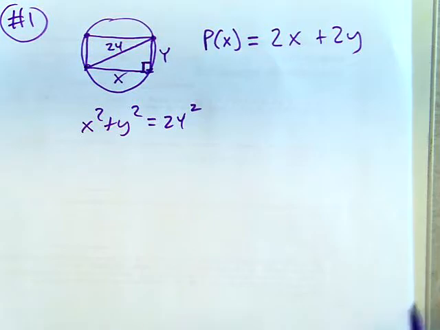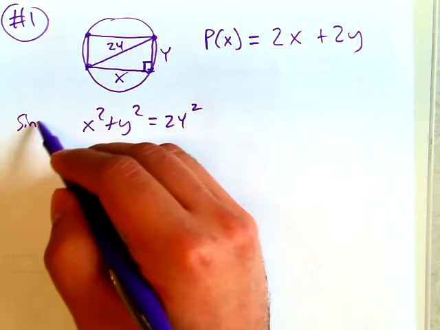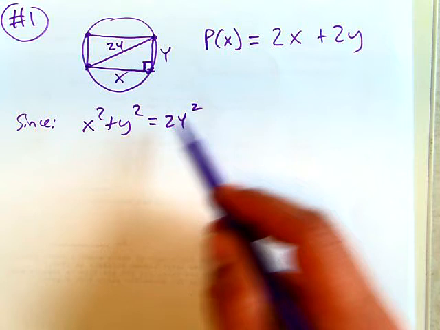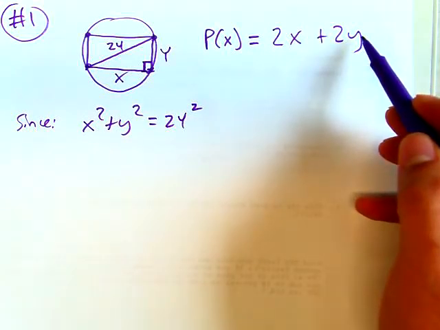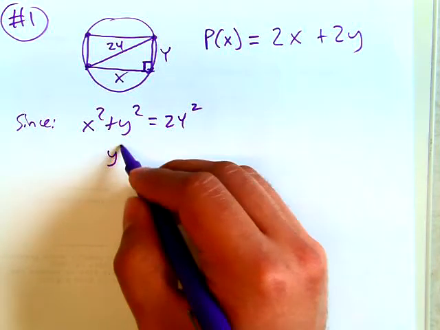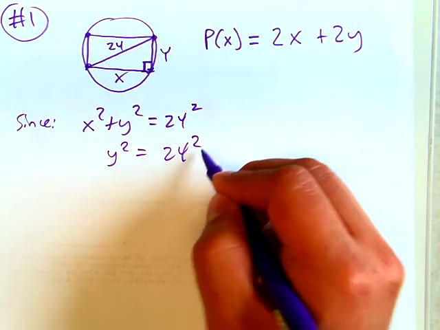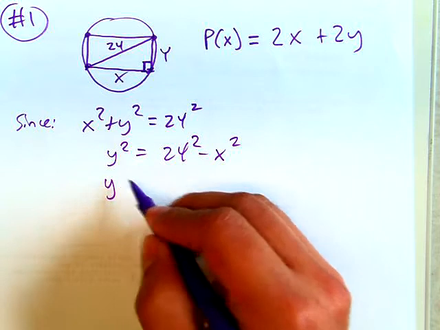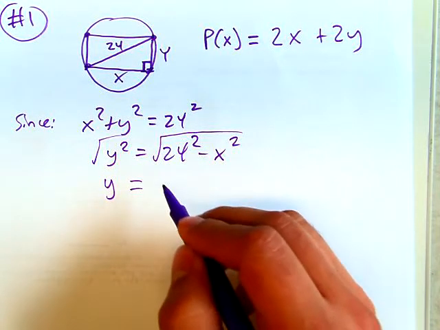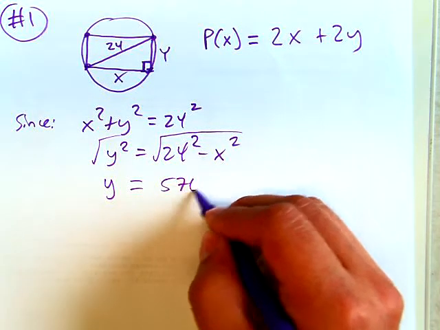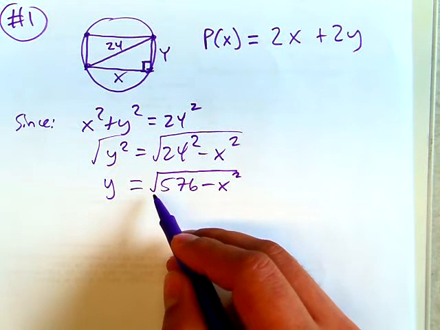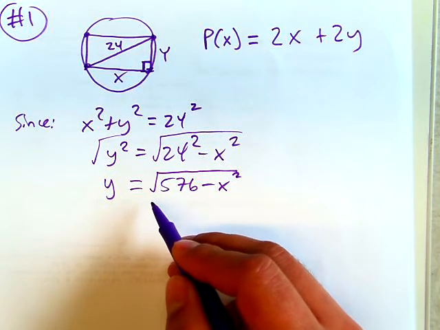Okay. So since we have this, what we can do is utilize this equation, figure out what y is going to be, and then replace it in the first one. So how do I get y alone here? Minus x squared. So then y, we square root it, right? So 24 squared is 576. I do not need plus or minus because this is a length. Lengths are never negative, right?